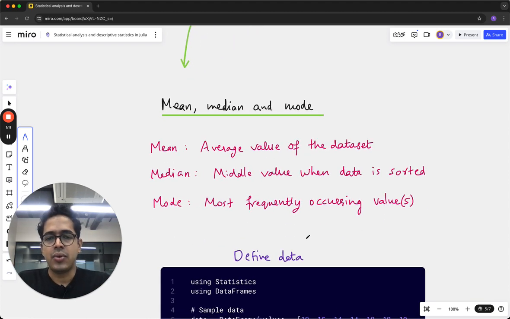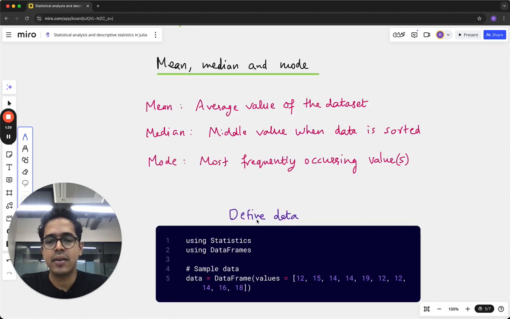So mean, as you know, is simply the average of the data set. If you have 10 numbers, mean is the sum of those numbers divided by 10. Median is when you sort the data in ascending or descending order, whatever comes in the middle. And if you have an even number of data points, then there is no single center, there are two values in the center, so you simply take the average of those two and describe that as the median. And mode is the most commonly occurring value in a set of numbers.